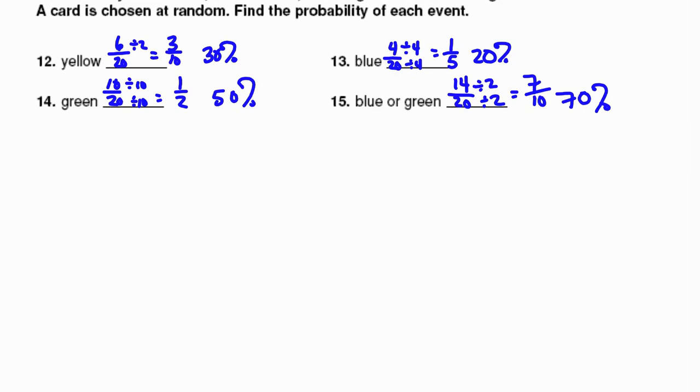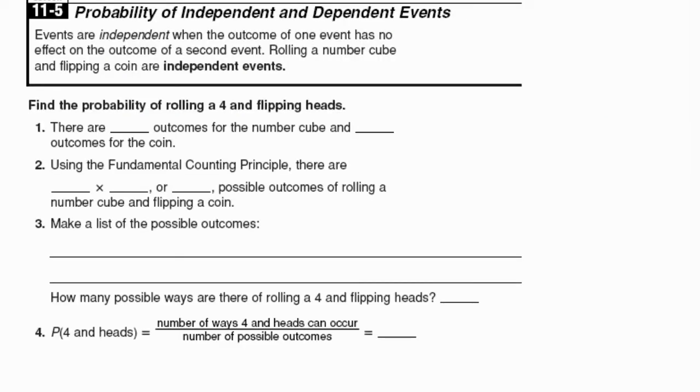All right, probability of independent and dependent events. Events are independent when the outcome of one event has no effect on the outcome of a second event. Rolling a number cube and flipping a coin are independent events. Find the probability of rolling a 4 and flipping heads.